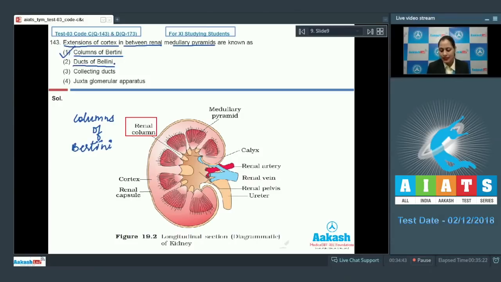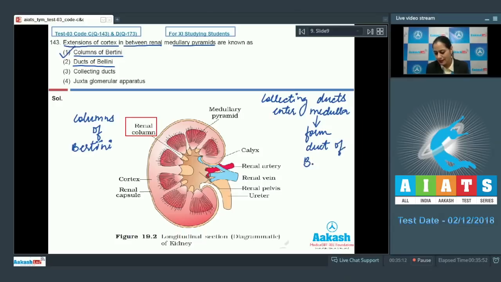Next option is ducts of Bellini. And when collecting ducts enter medulla, they will form duct of Bellini. So this is an incorrect option. Collecting ducts is also an incorrect option because it is the collecting ducts which enter medulla and form the duct of Bellini. And the next option is juxtaglomerular apparatus.